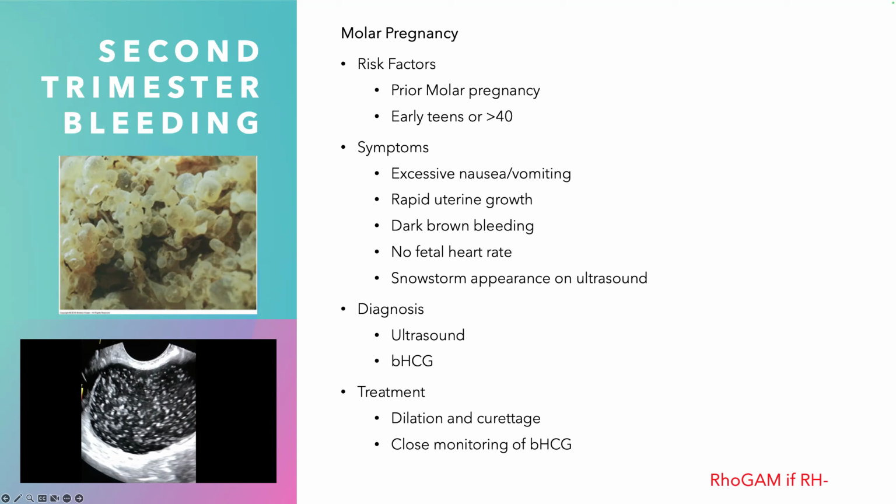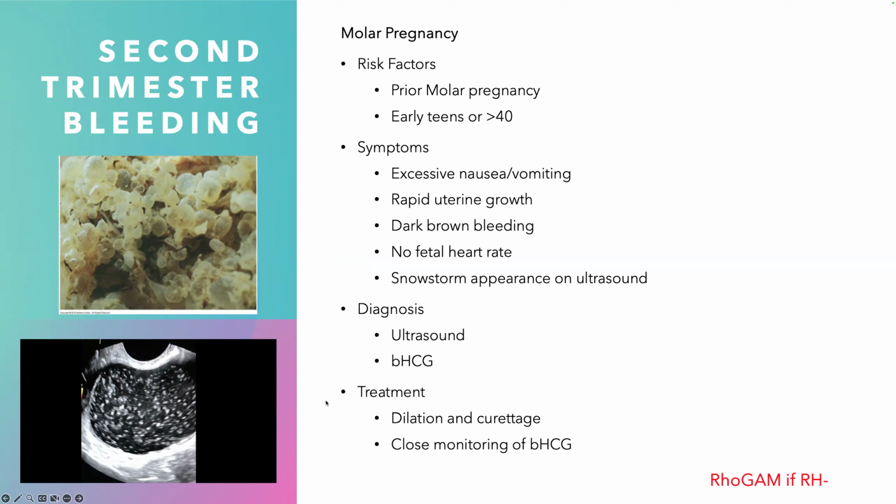You're not going to hear a heartbeat in this situation, which is going to make you even more suspicious. They may have dark brown bleeding. Sometimes people will think it looks like prune juice. Like I said, no fetal heart rate. There are some forms of this where you could potentially hear a fetal heart rate, but in most cases you are not. And then on ultrasound, you see this snowstorm appearance. You don't typically see a pregnancy, you see a snowstorm appearance. See that, where it looks like snow is just falling everywhere? That's typically what's going to be seen on ultrasound.